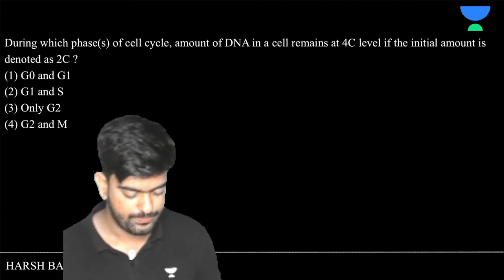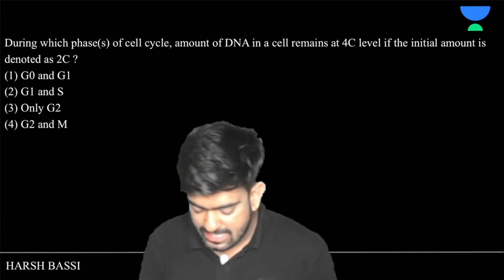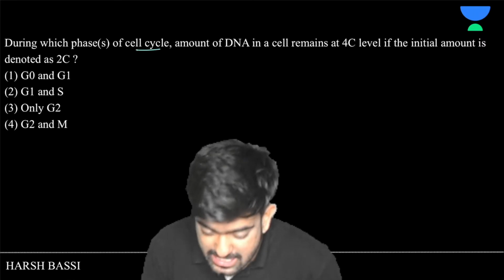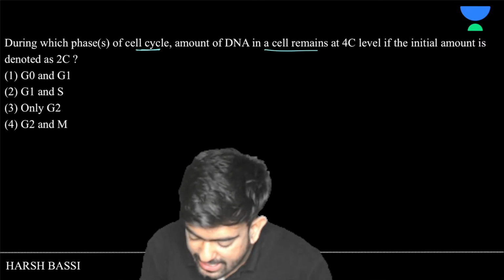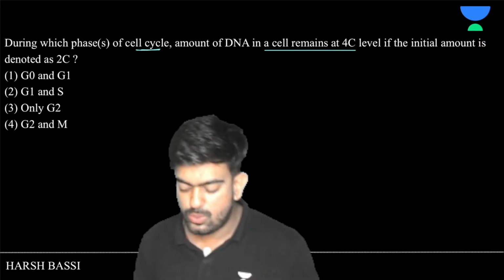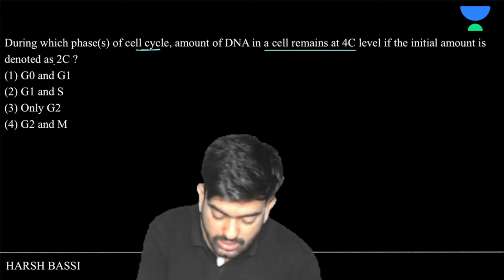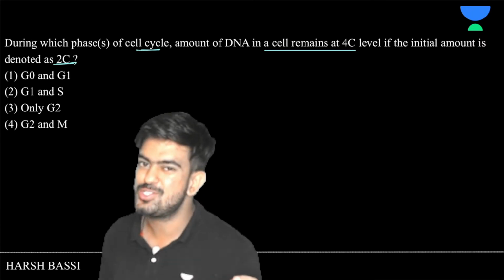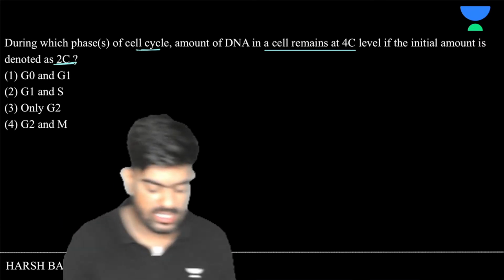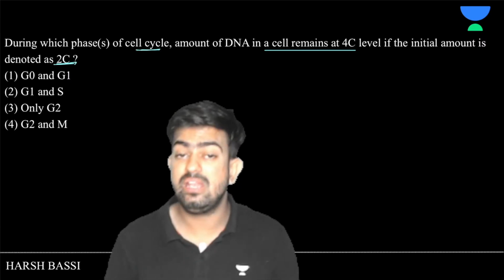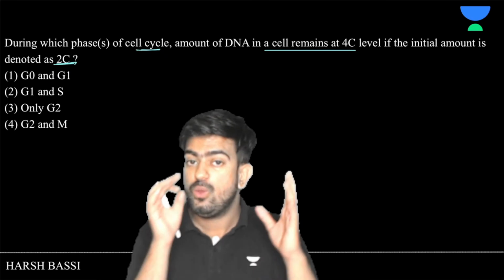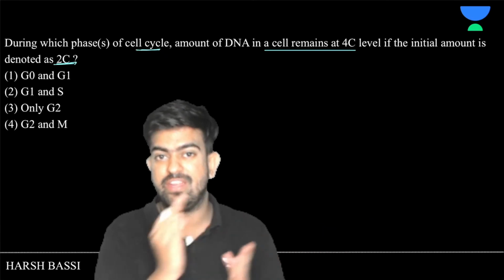Now let's move on and discuss: during which phase of the cell cycle does the amount of DNA of a cell remain at 4C level, if the initial amount is denoted as 2C? This is also very easy. See, I'm going to explain this with a very good example. You will never have confusion about when we say 4C and when we say 2C.